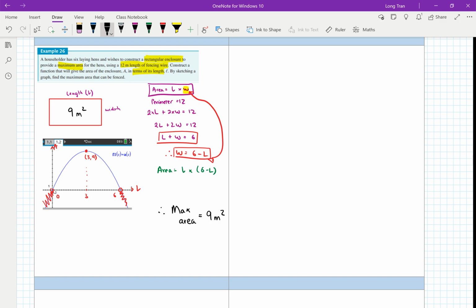This is assuming that length and width can be different. So this length will then technically be 3 meters, and this is 3 meters. That's the only way for you to have the maximum area that you can have. But that's essentially saying you have a square.